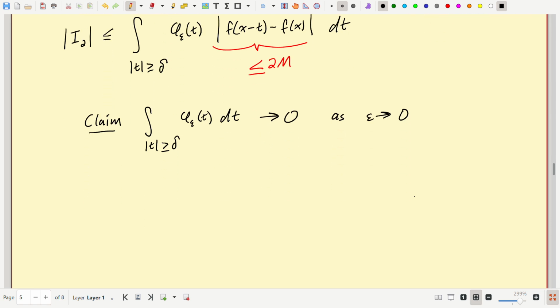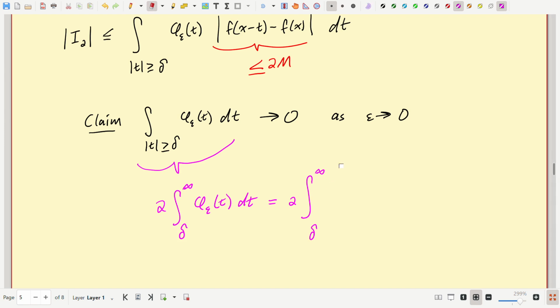Let's see, if I had to demonstrate that to you, here's how I would do it. Because it's an even function, this is 2 times the integral from delta to infinity of phi sub epsilon of t dt. And that's equal to 2 times the integral from delta to infinity of 1 over epsilon e to the minus t over epsilon squared.